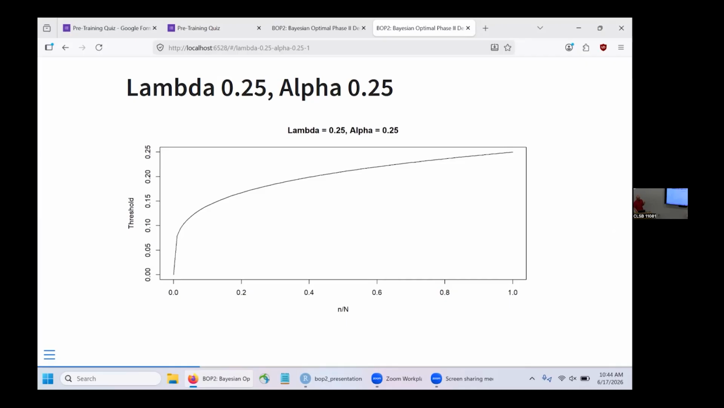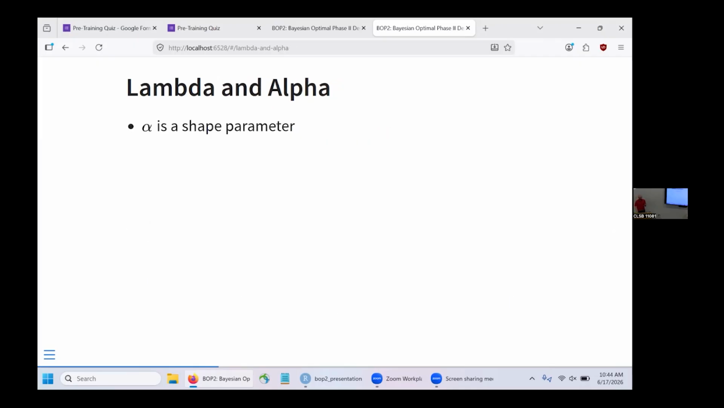Going back to our original, 0.25, 0.25. If we hold alpha fixed and change lambda, same shape, but watch the y-axis. That's changing. So alpha is a shape parameter.